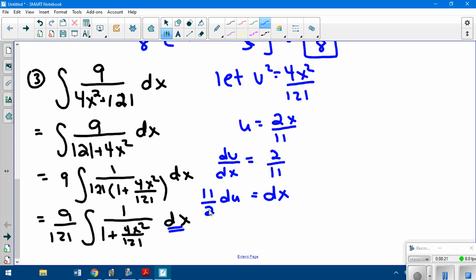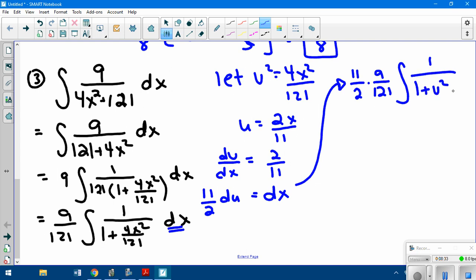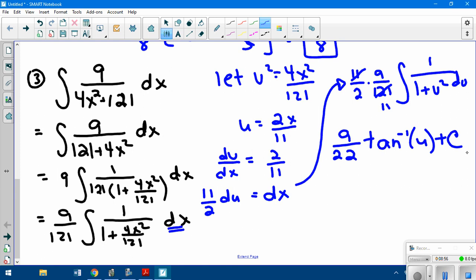Okay, so when all is said and done out front, we're going to have 11/2 times 9 over 121 times the integral of 1 over 1 plus u squared du. The 11 and the 121 can cancel. That becomes 11. So I have 9 over 22. What's this turn into? Tan inverse of u. Don't forget your plus c because we don't have bounds. And just go back and plug in what u actually is. It's going to be 9/22 tan inverse of 2/11 x plus c.